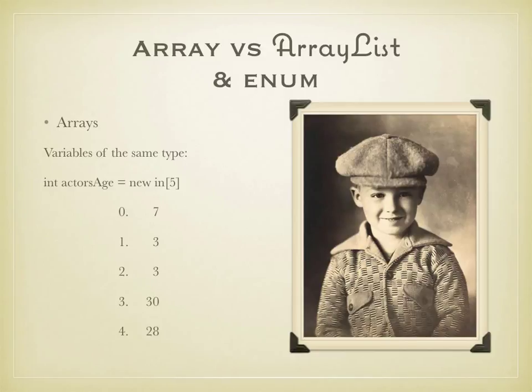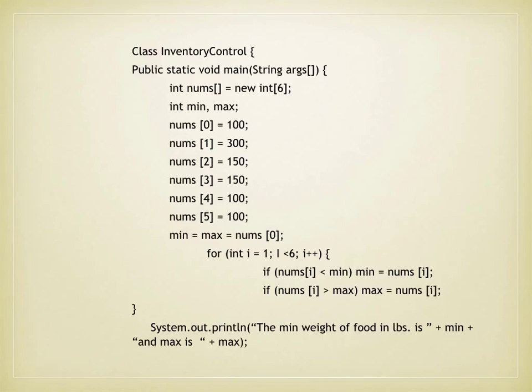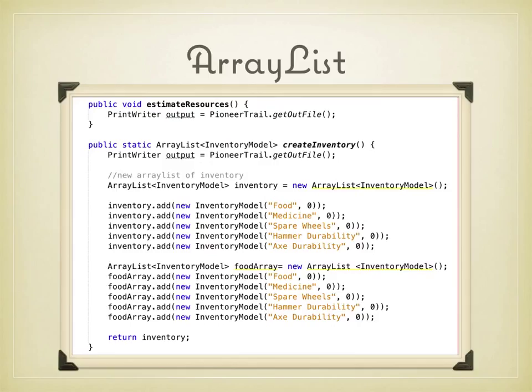In our program, we chose not to use a simple array, but the following slide will demonstrate this concept. In this example, the inventory control class will declare a new array reference variable named nums, and assign it to hold 6 elements in memory. Using an index describes the position of an element within an array starting with 0. Next, to index each element, specify the number of the element surrounded by square brackets and assign it a value. This program finds the minimum and maximum values in the array.